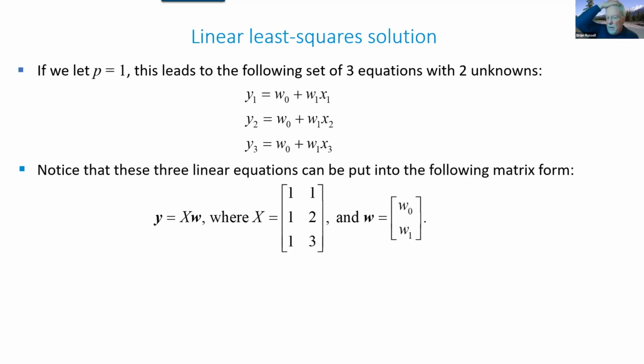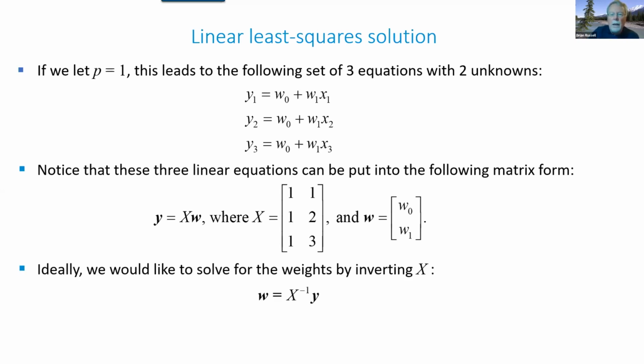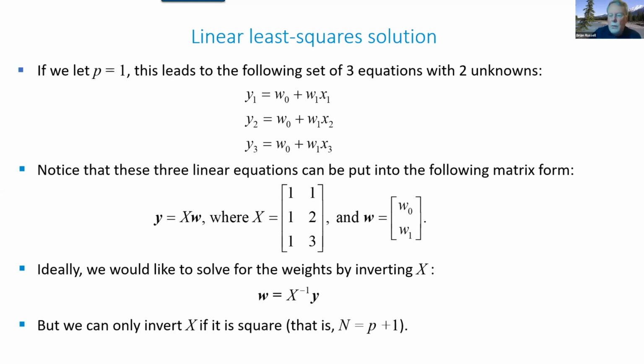I should point out that this is where it can sometimes get confusing, because the statisticians and the electrical engineers use different representations. Sometimes X is written as a horizontal matrix, and so sometimes they use X transpose as this matrix, but I'm going to use this terminology, where they are vertical vectors. So ideally, we'd like to solve for the weights by inverting X. We'd like to say W is equal to X to the minus 1 times Y. The problem is you can only invert X if it's square, that is, N is equal to P plus 1.